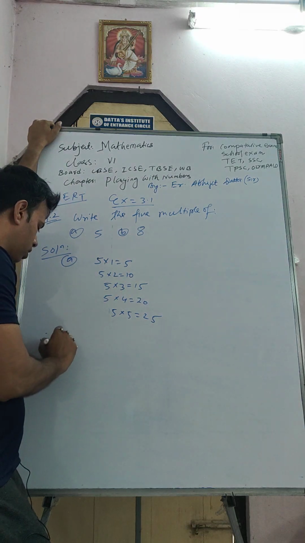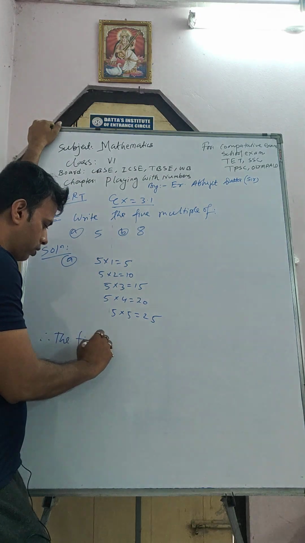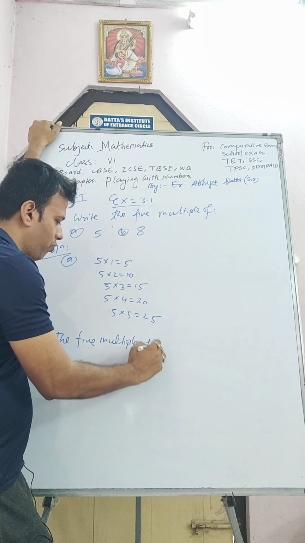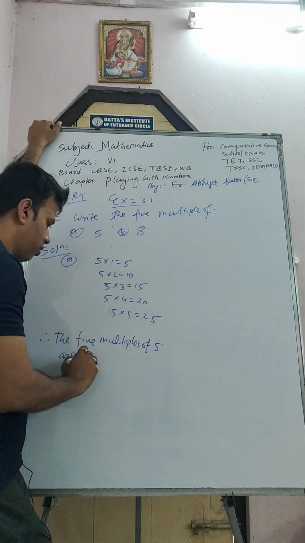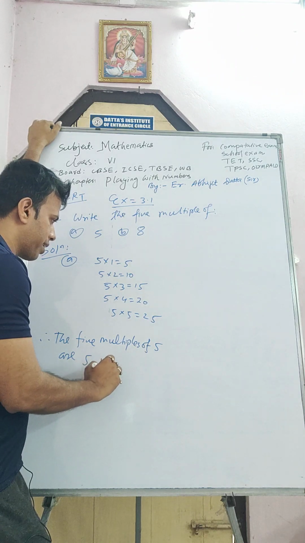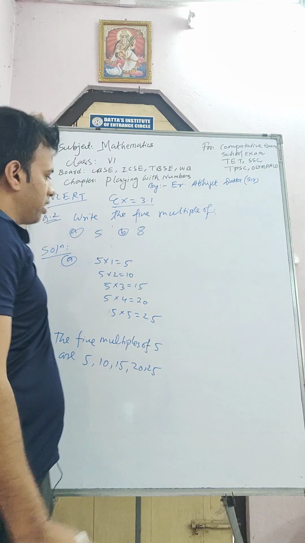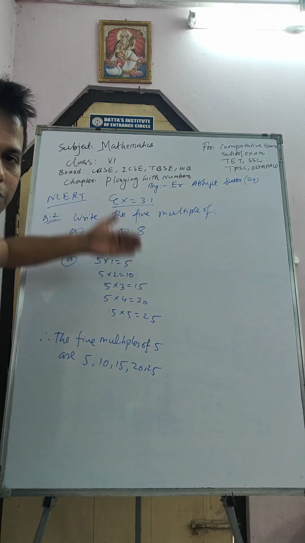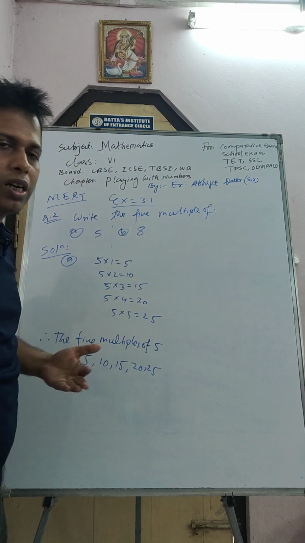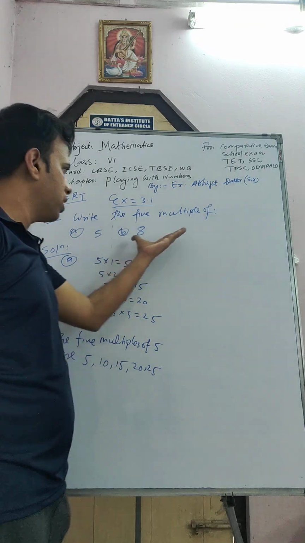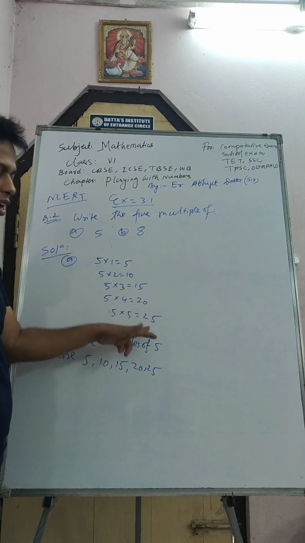Therefore the 5 multiples of 5 are 5 itself, 10, 15, 20, 25. Like that, if they ask for 10 multiples, 12 multiples, 15 multiples, you can find them easily. Here they ask for 5 multiples, that's why I am finding only up to 5.